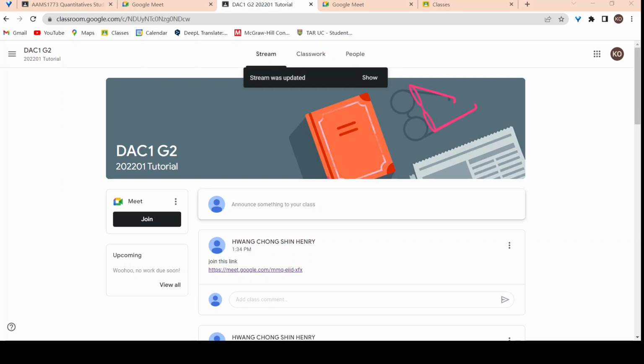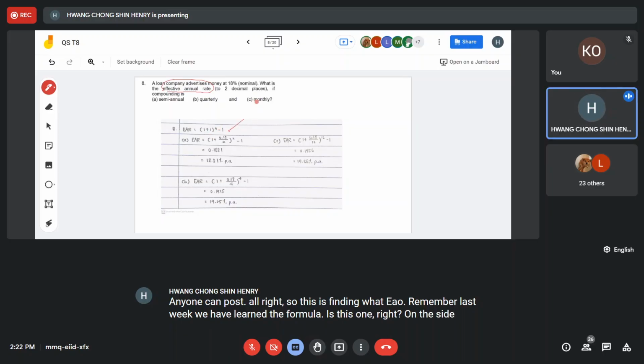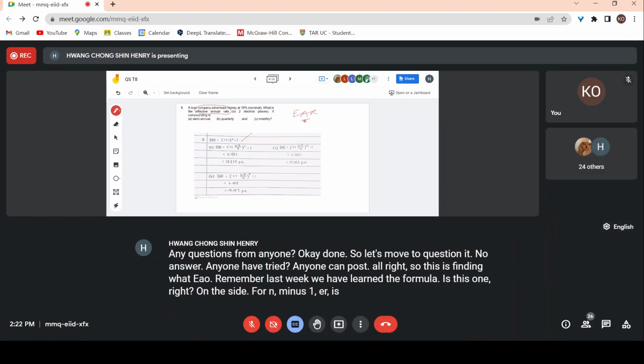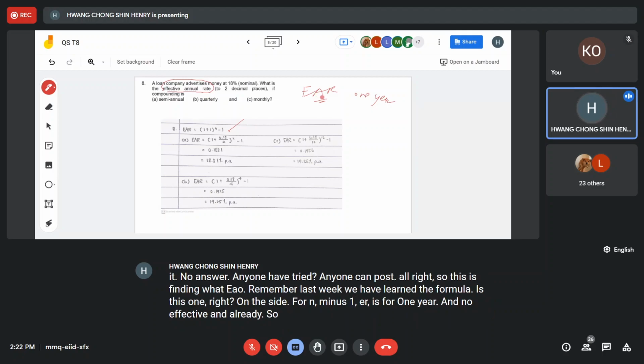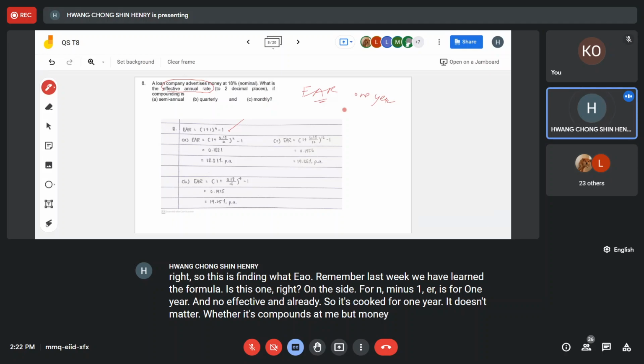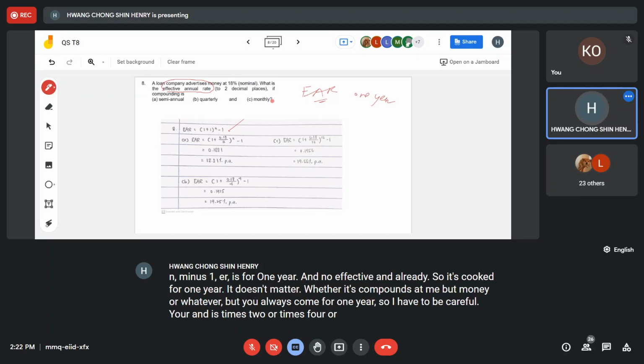All right. So this is finding what? EAR. Remember last week we have learned the formula is this one, right? 1 plus I power n minus 1. Now EAR is for 1 year. Annual, effective annual rate. So it's calculated for 1 year. It doesn't matter whether it's compounded semi-annually, quarterly, monthly, or whatever, but you always count for 1 year. So you have to be careful. Your n is times 2 or times 4 or times 12.